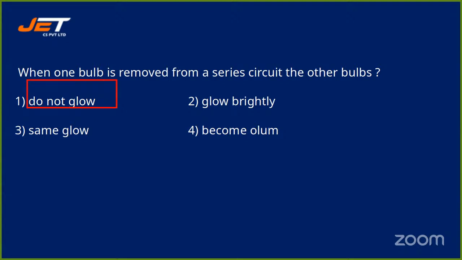The question is simple, Srinivas. When one bulb is removed from a series circuit, what do you have? In a series circuit, bulbs are connected in a continuous row. Electricity passes from one bulb to another. So if I remove one bulb, what happens in between?